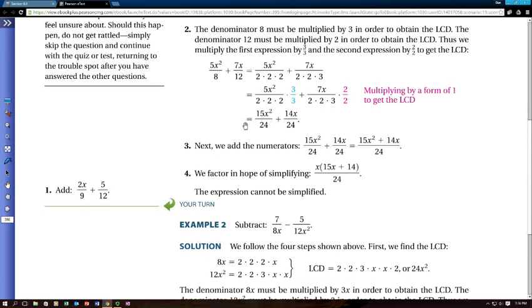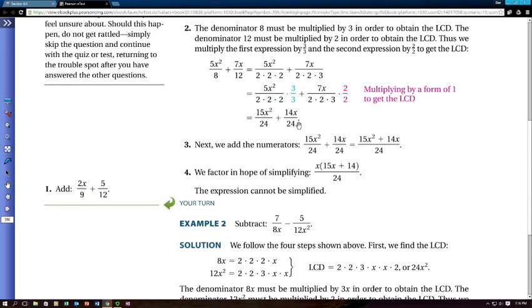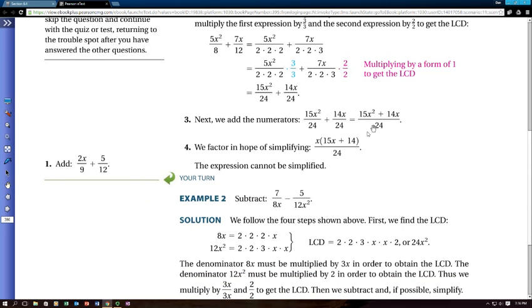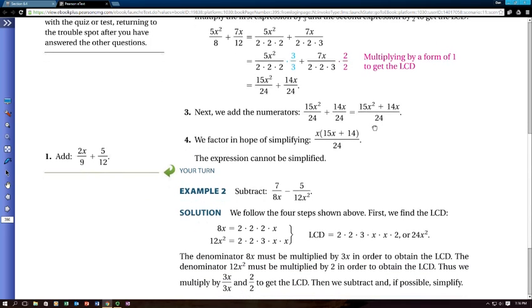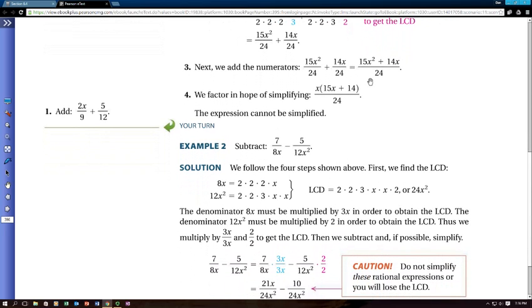So you multiply that out, I get 15x squared over 24 plus 14x over 24. And since I have the same denominator now, I just add the numerators. And then they still prime factor.